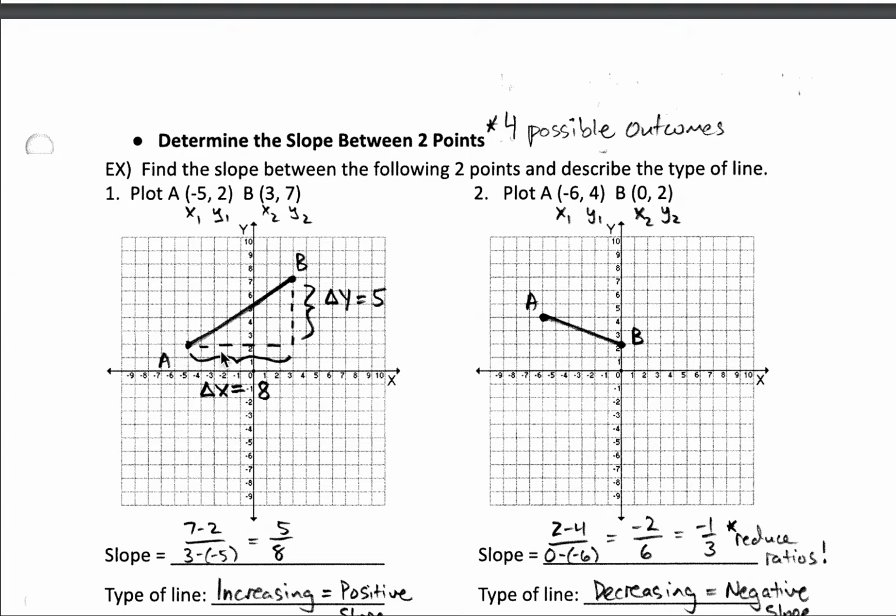So we have a horizontal change of 8 compared to a vertical change of 5. We write the slope as the change in y over the change in x, or 5 to 8.